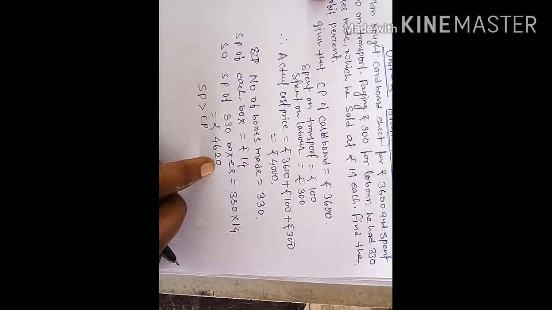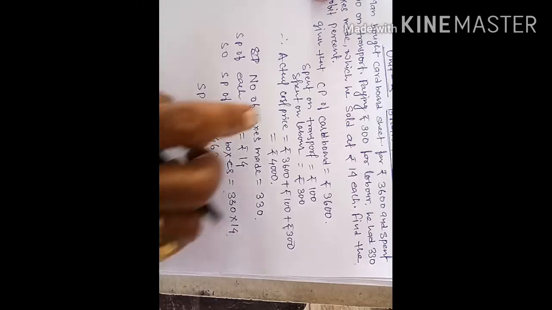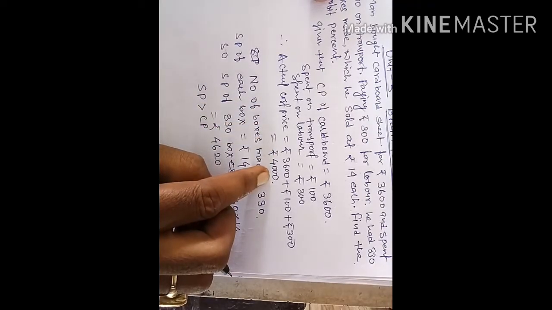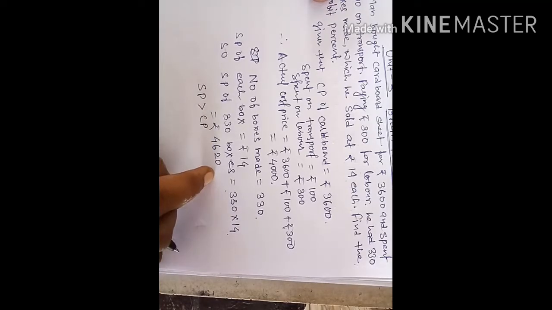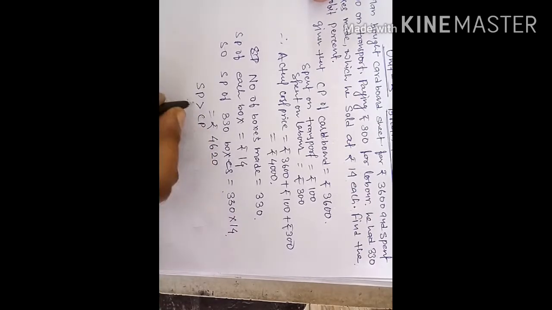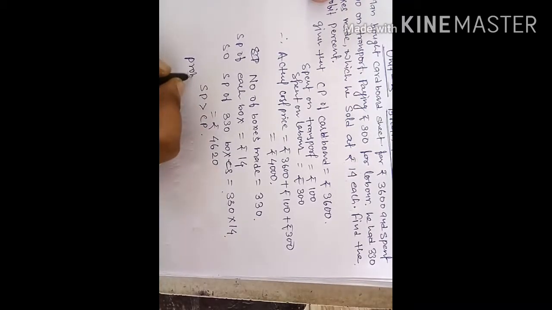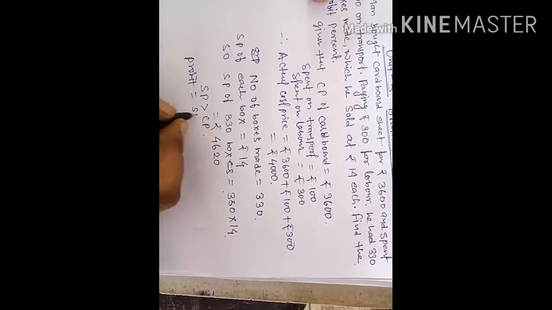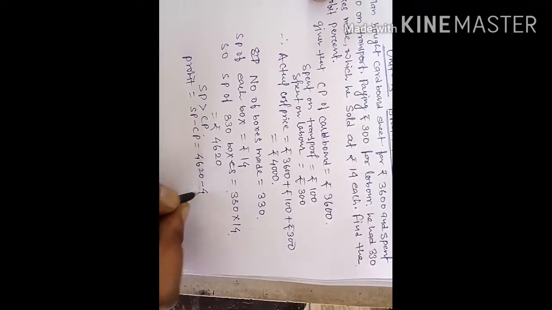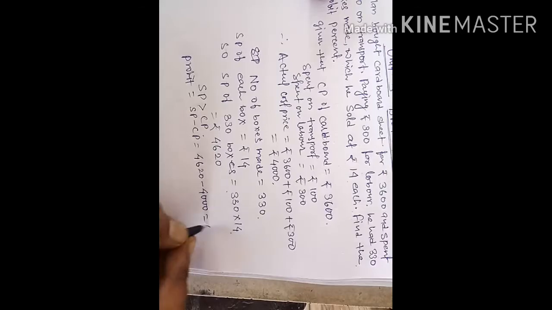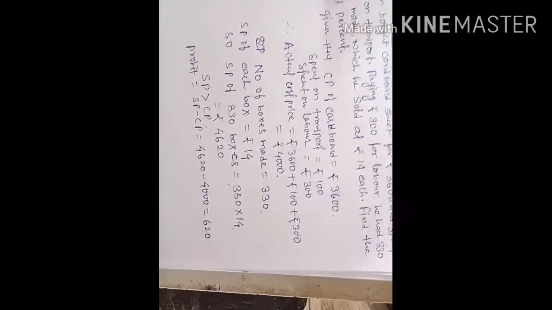To find profit, first we need to find the total cost price and the total selling price. We found the total cost price is rupees 4000 and the total selling price is rupees 4620. So the selling price is greater than the cost price, so we get profit. Profit is equal to SP minus CP, that is 4620 minus 4000. After subtracting we get 620.